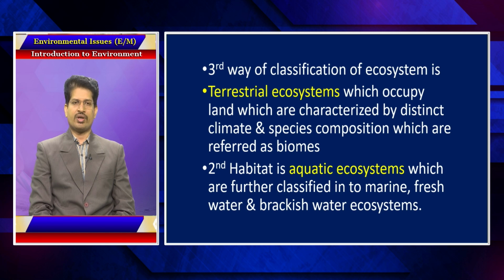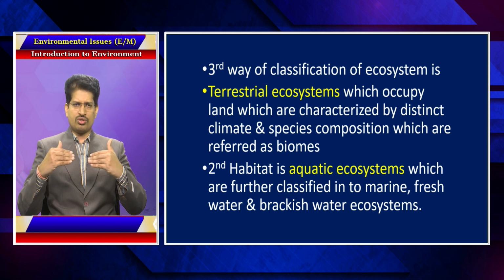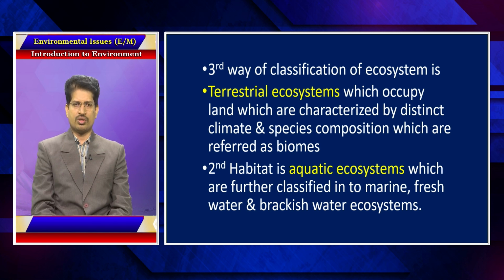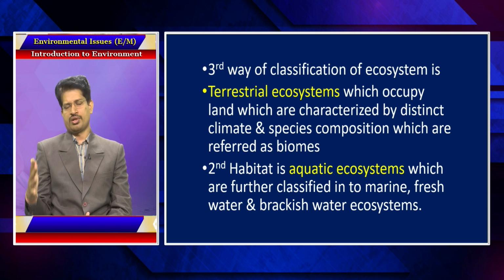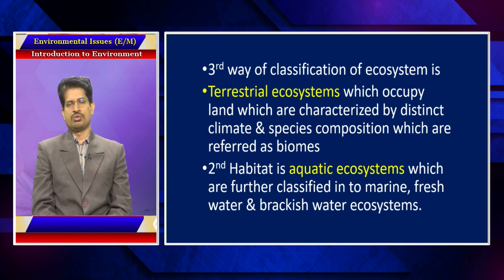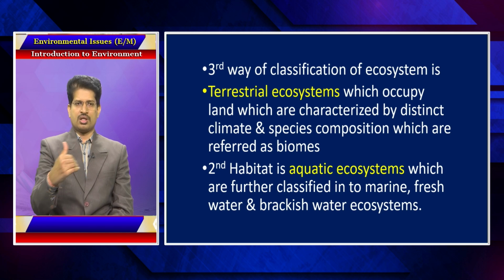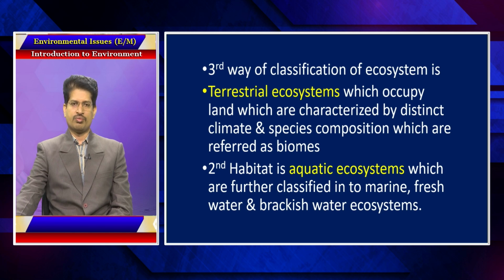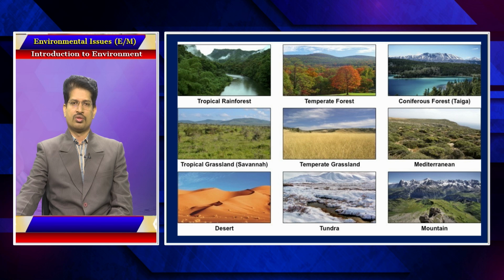terrestrial ecosystems and aquatic ecosystems. The ecosystems existing on the land are known as terrestrial ecosystems, for example, those having distinct climate and species like the equatorial evergreen, the savanna, the tropical deciduous or the taiga, the different regions in the earth. The second way of classifying is aquatic ecosystems. Aquatic ecosystems are classified into marine ecosystems, freshwater ecosystems and brackish water ecosystems. This is another way of classifying ecosystems. So, these are different terrestrial ecosystems existing at different latitudes.